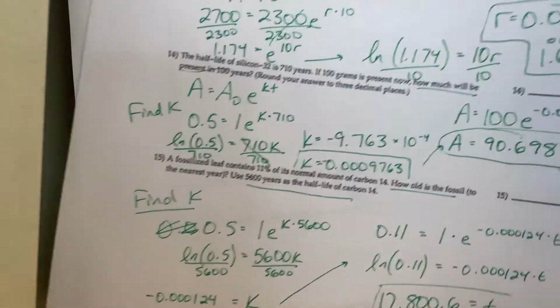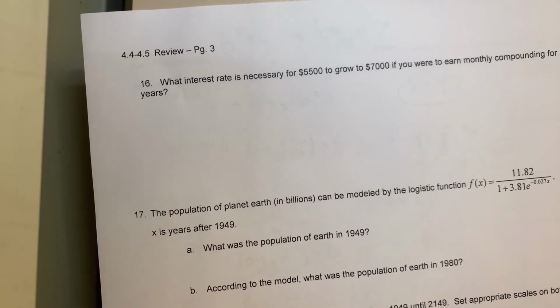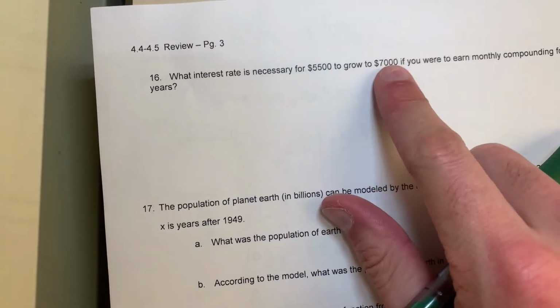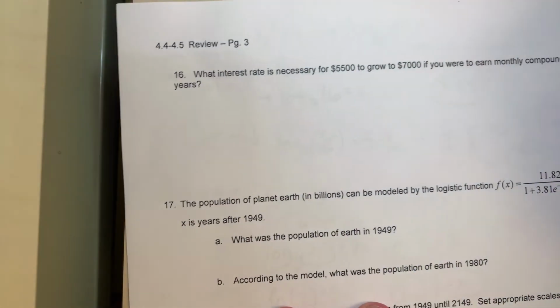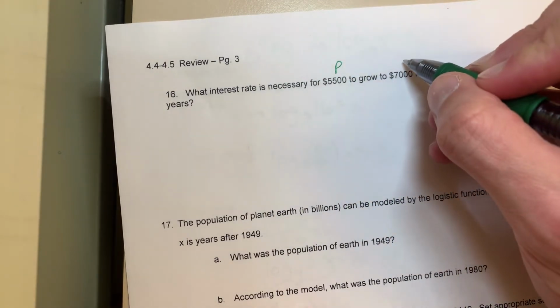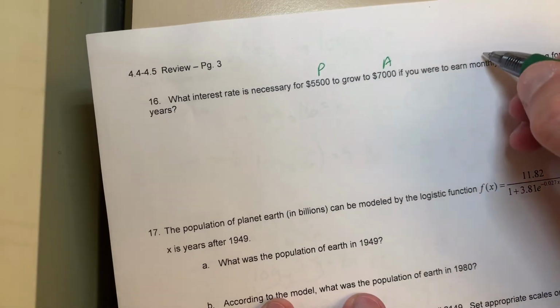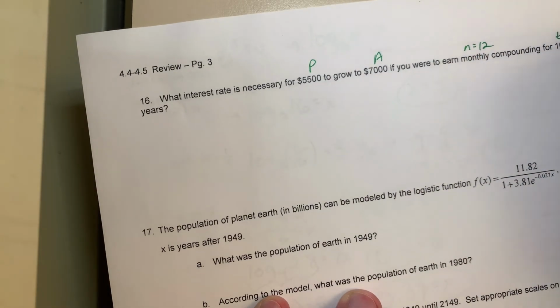All right, guys. That is the second page. Keep on going. Third page here, the extra problems. So 16: what interest rate is necessary for 5,500 to grow to 7,000 if you were to earn monthly compounding for 10 years? Okay, so just all one sentence gives us everything we need. Original amount, final amount, monthly compounding, so the n is going to equal 12. And then 10 years, that's my time.